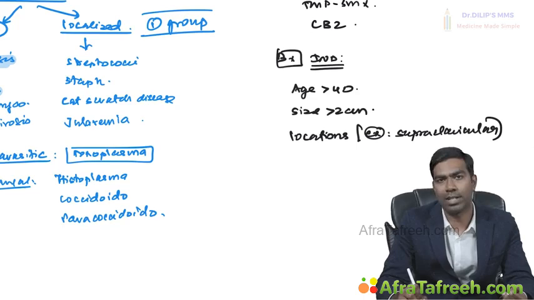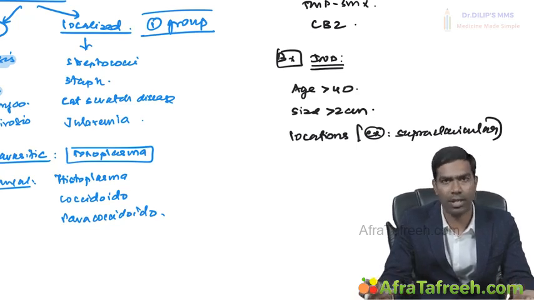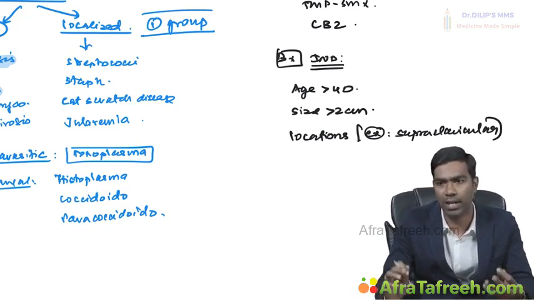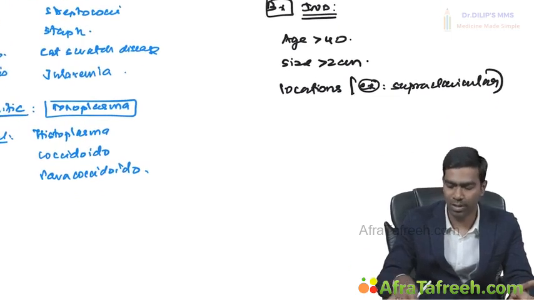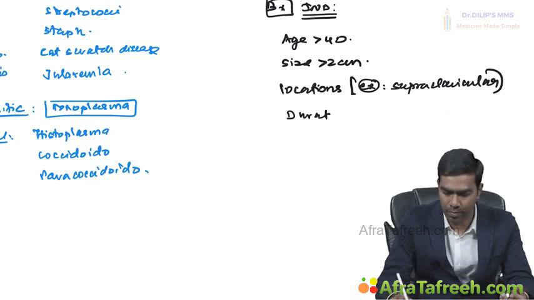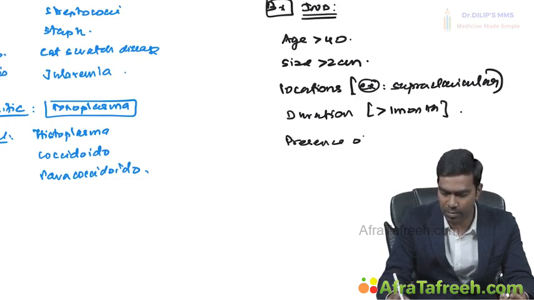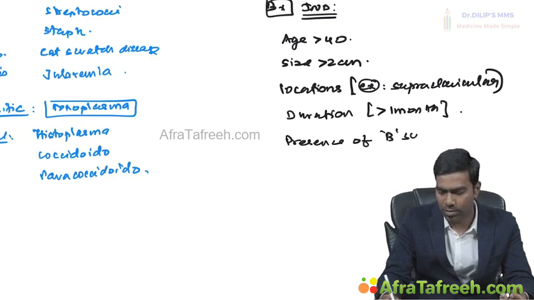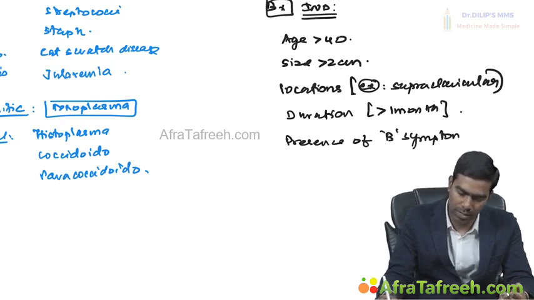Like we call Troisier sign, especially if the left supraclavicular node is enlarged, it usually indicates a GI malignancy, especially ovarian or any other gastrointestinal or pelvic malignancy. Very, very ominous sign, Troisier sign, supraclavicular nodes. So location is also very important. Then duration. Typically, if it is more than 1 month, definitely it becomes an indication. And usually, the presence of B symptoms is also an indication for doing a biopsy.